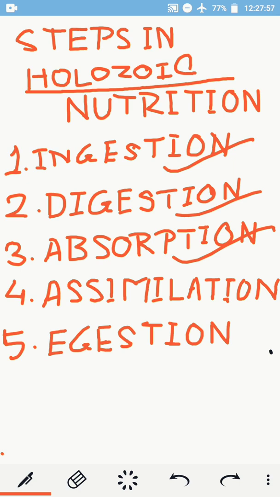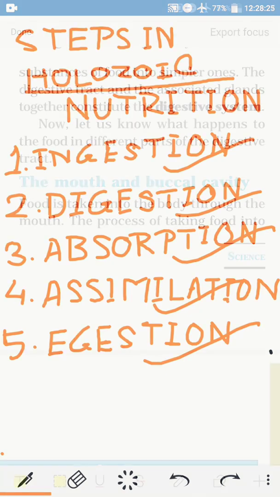So next step is assimilation. Assimilation, that is it becomes the part of the cell. Until and unless it becomes a part of the cell, cells cannot utilize this. So after absorption, assimilation takes place. Then undigested food material which our body cannot digest, or unused part of the food which you have taken, is given out of our body, that is called egestion. So these are the steps in this mode of nutrition.